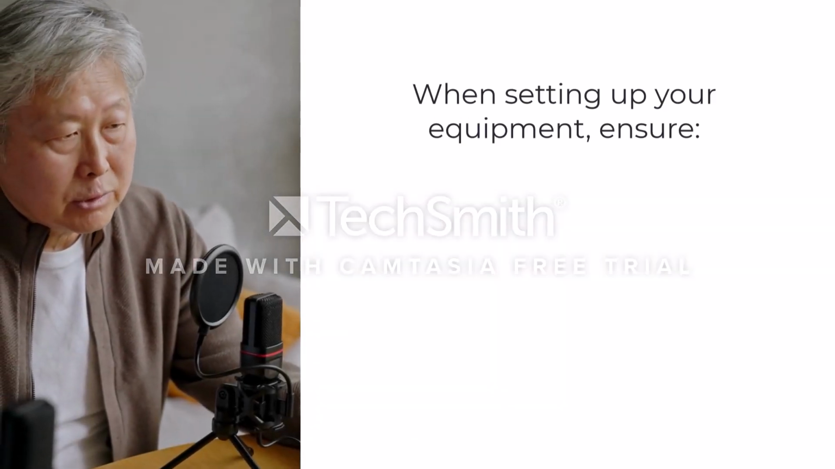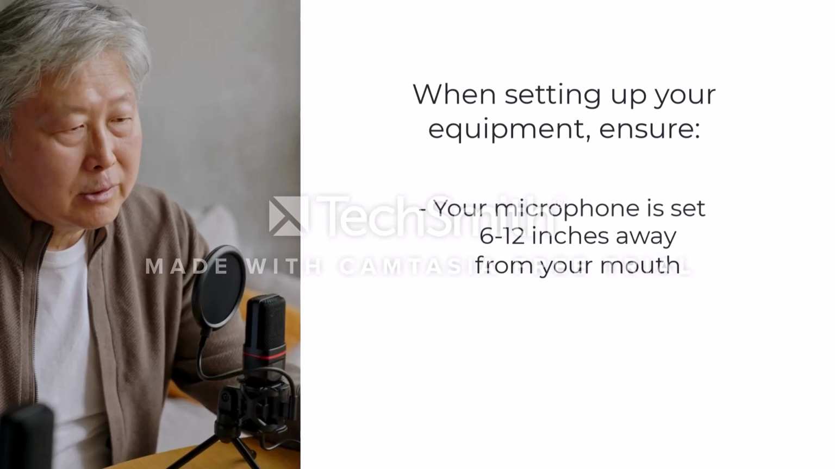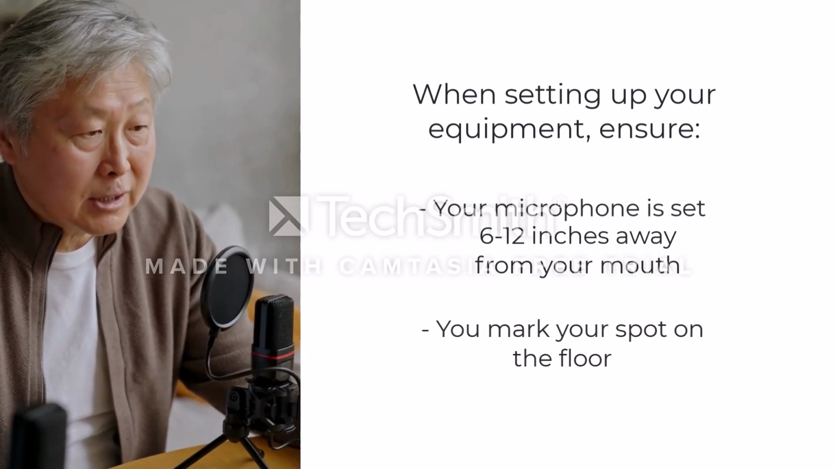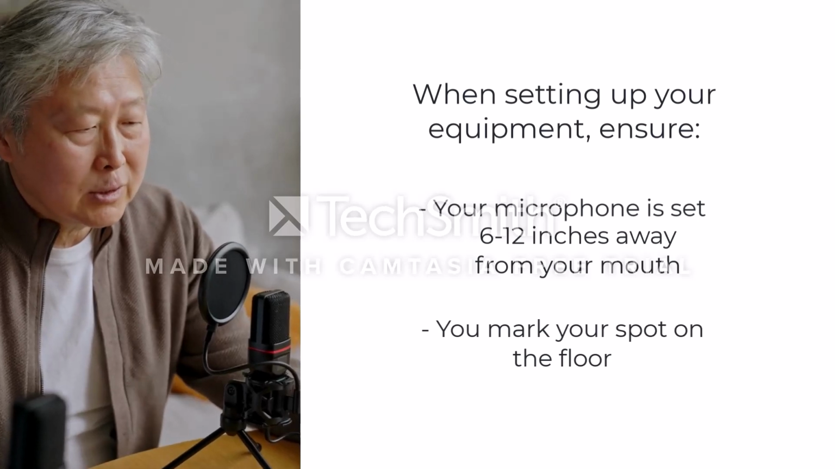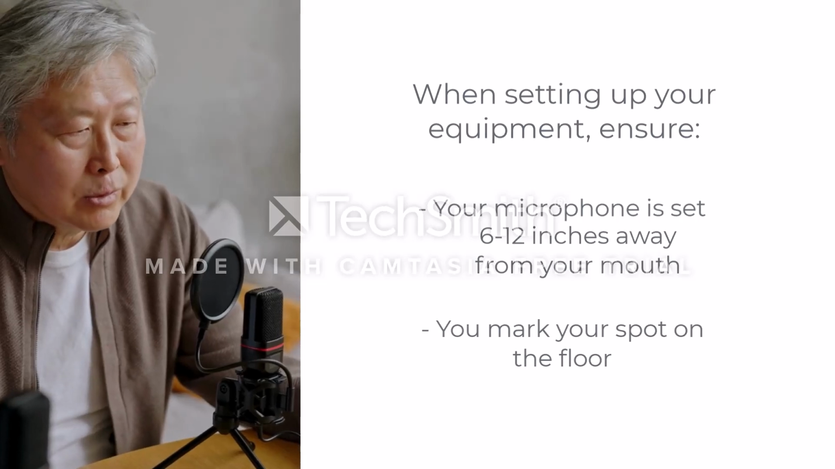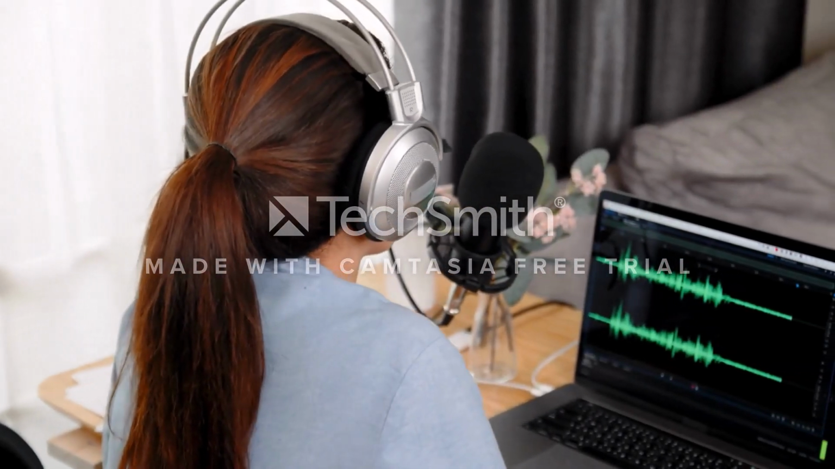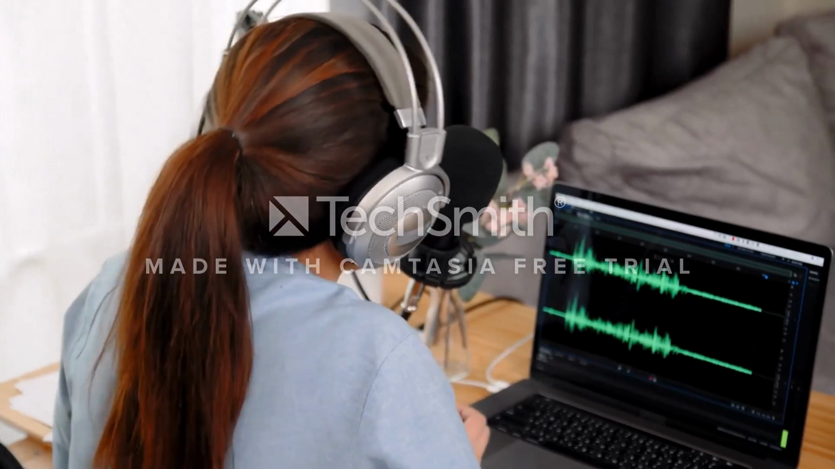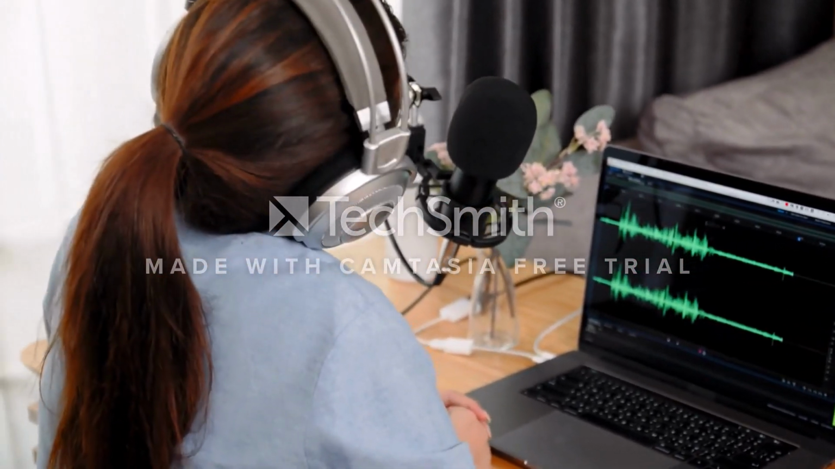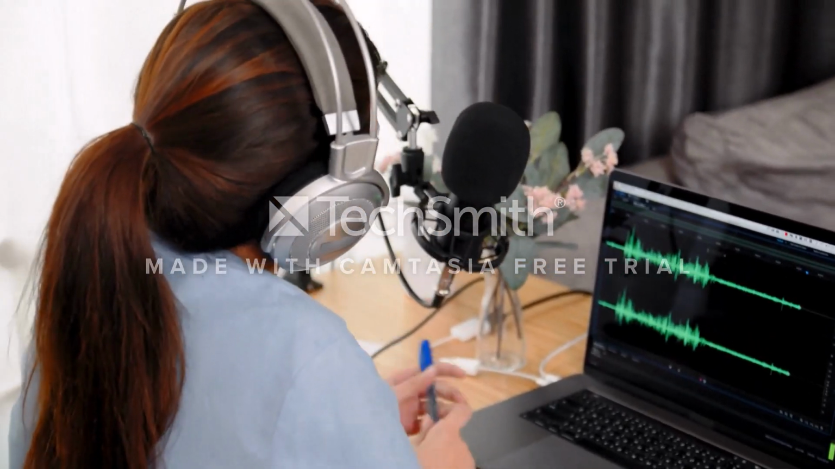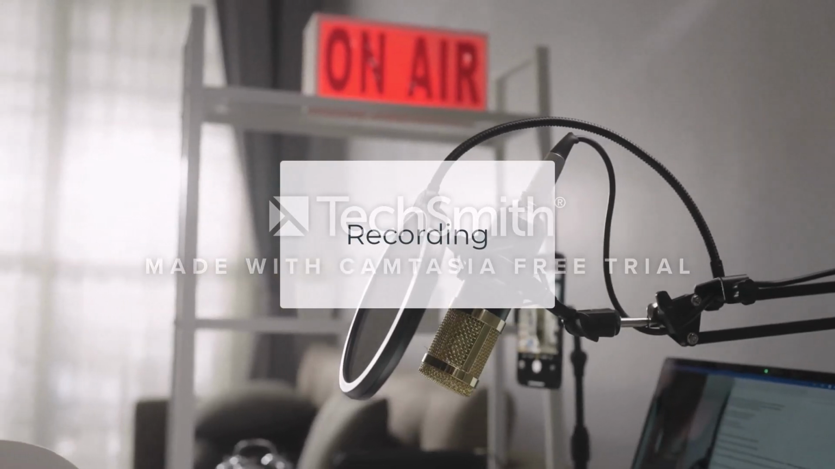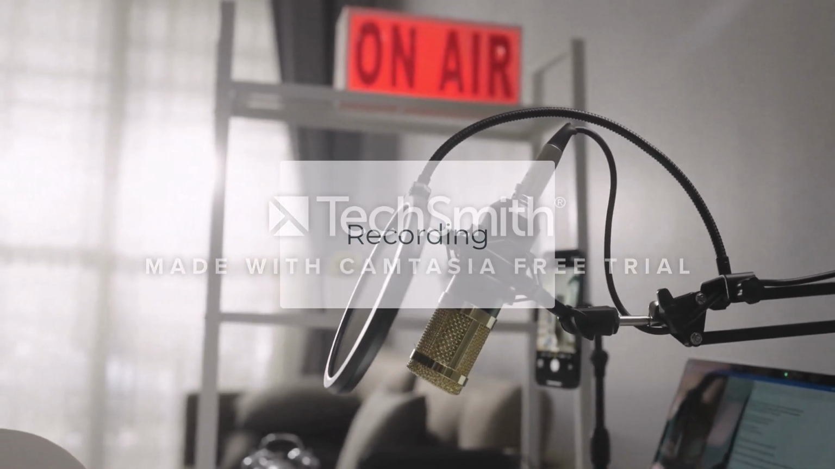Finally, set up your recording equipment and position yourself so your mouth is about 6 to 12 inches away from the microphone. Then, mark the front of your chair or the spot where you are standing on the floor with tape or an object. This ensures you maintain a consistent distance from your microphone throughout the entire recording, even if recording over several sessions. Taking these steps during the setup helps you create a clear and consistent sound throughout your recording. Now that you are all set up, it is time to record your voiceover.